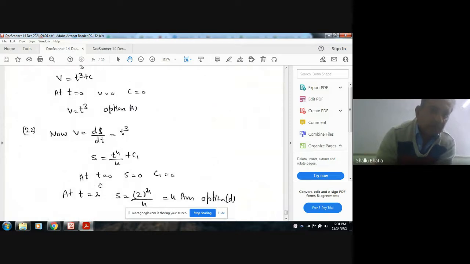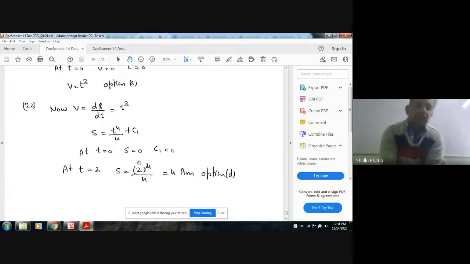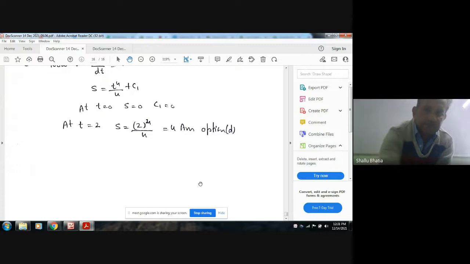Now put v is equal to ds by dt, so ds by dt is equal to t cube. Then s is t to the power 4 by 4 plus c1. Now when t is 0 there is no displacement, so s is 0, so c1 is 0. So the equation becomes s is equal to t to the power 4 by 4. For t equal to 2, s is 2 raised to power 4 by 4, which is 4. Option D is the right answer. Okay, thank you all.